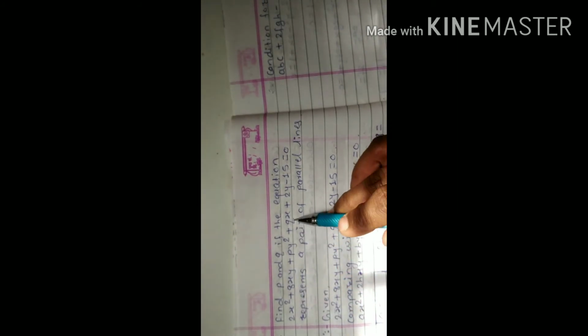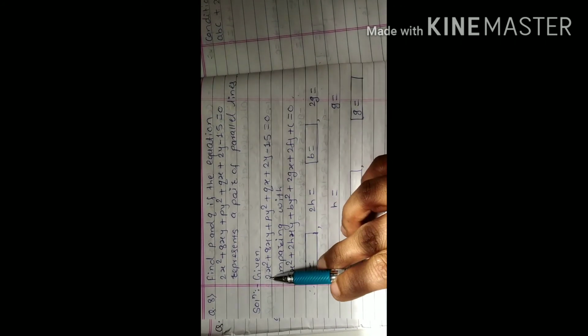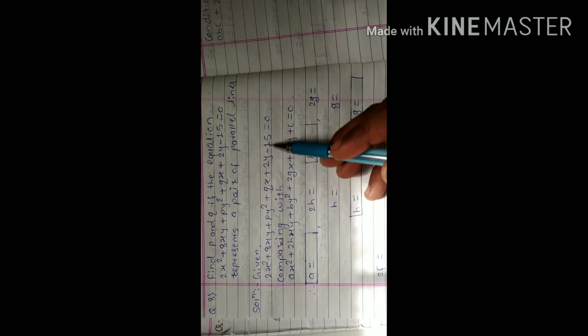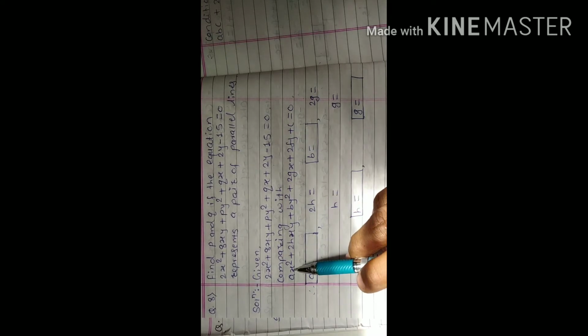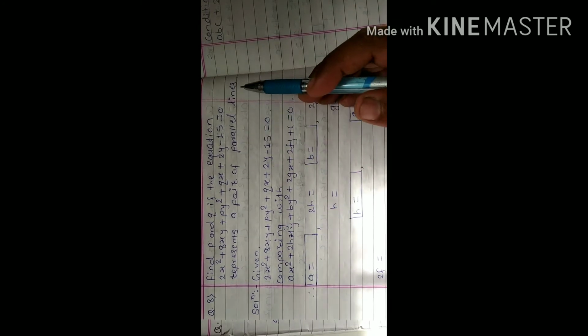Then next question is question number 8, that is: find p and q if the equation 2x square plus 8xy plus py square plus qx plus 2y minus 15 is equal to 0 represents a pair of parallel lines. Same example of question number 7. Given equation, that is 2x square plus 8xy plus py square plus qx plus 2y minus 15 equal to 0. Comparing with condition, only change, that is parallel lines.